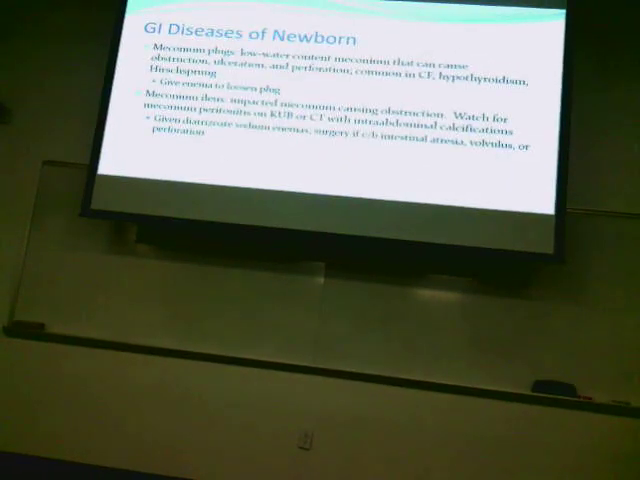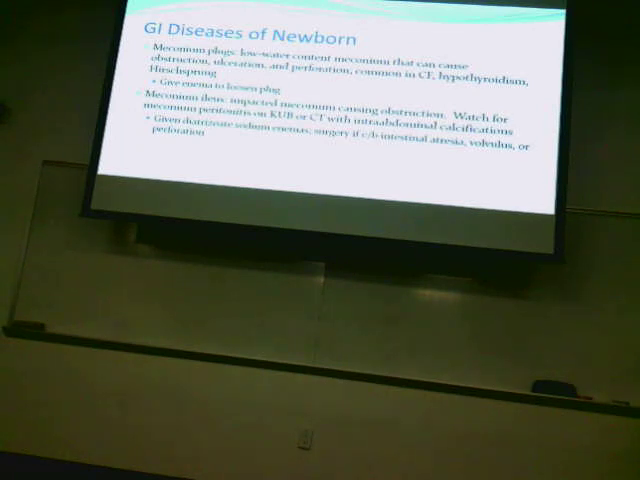Going on to the GI diseases in the newborn, we have meconium plugs. So when there's low water content in the baby's stool, this can cause obstruction, ulceration, and perforation. And like we mentioned before, we see this a lot in CF, hypothyroidism, and Hirschsprung disease. And you want to give an enema to loosen the plug and loosen the obstruction.